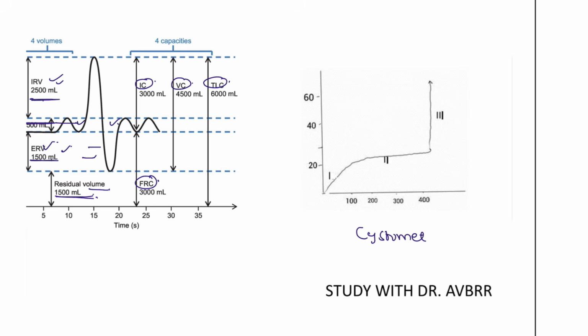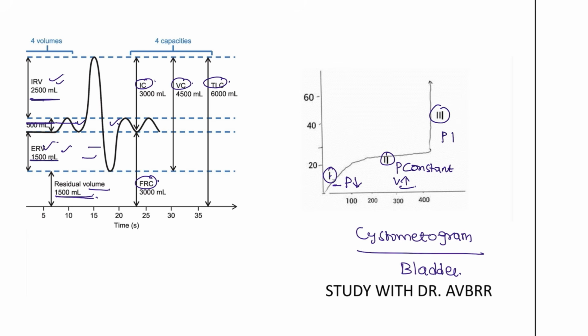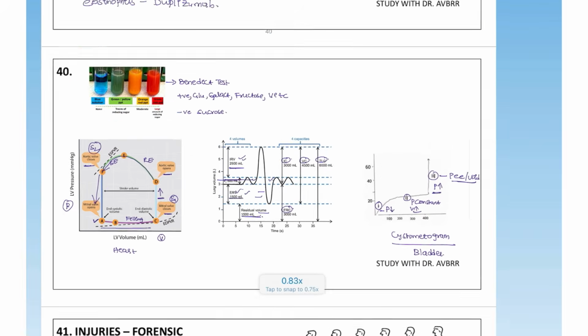Next, this graph. This is the graph of the cystometrogram. Okay, so this is checked for the bladder. And here this is the first early phase where the pressure is decreased. And here in the second phase, the pressure is still constant. Here the pressure is constant, but volume is increased. Once in the third phase, the pressure is increased. So here you are going to pee, or here we are going to void the bladder. So this is for the cystometrogram you are going to check.